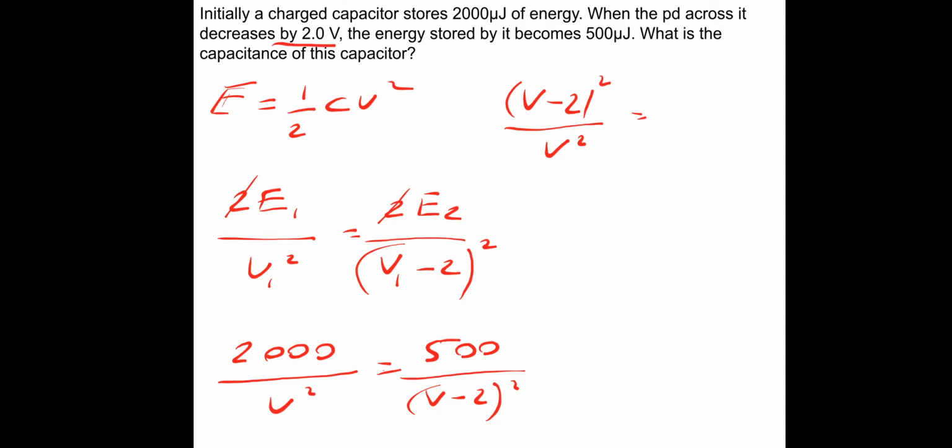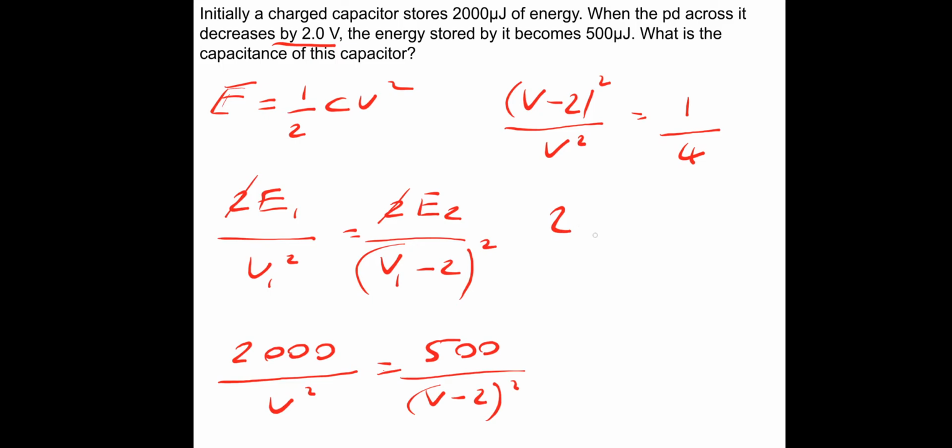Equals, and we've got 500 over 2000, which is 1 over 4. Then what I'm going to do is square root both sides and then cross multiply. So if we square root as well, the 4 will come up to the left hand side and we'll square root that to get 2.